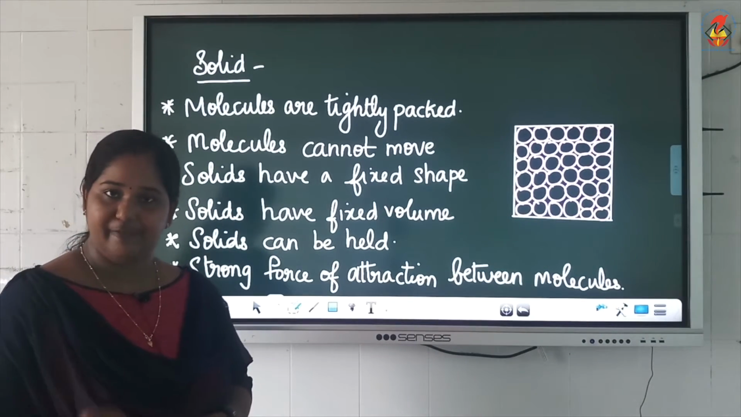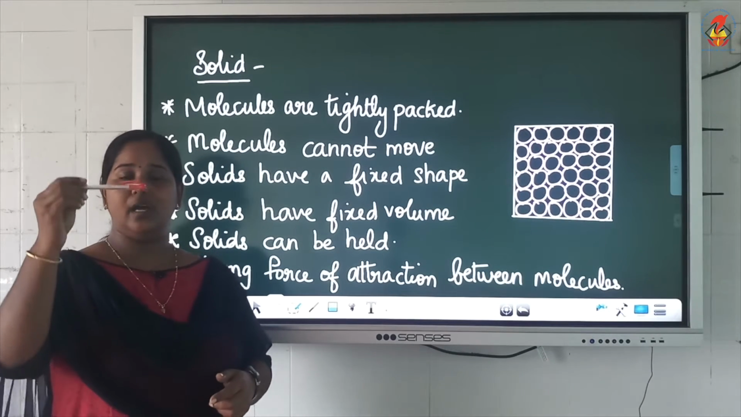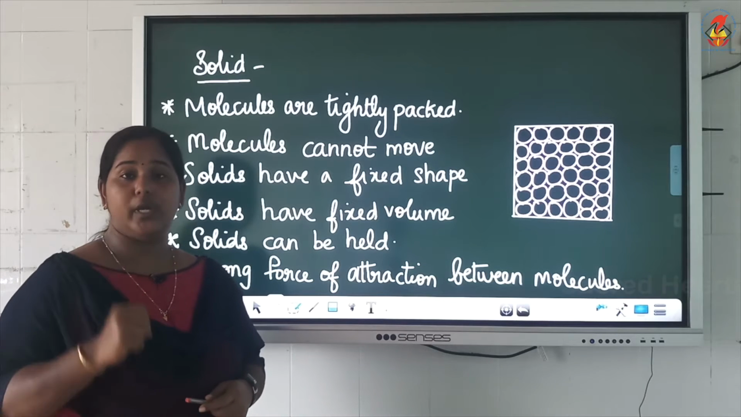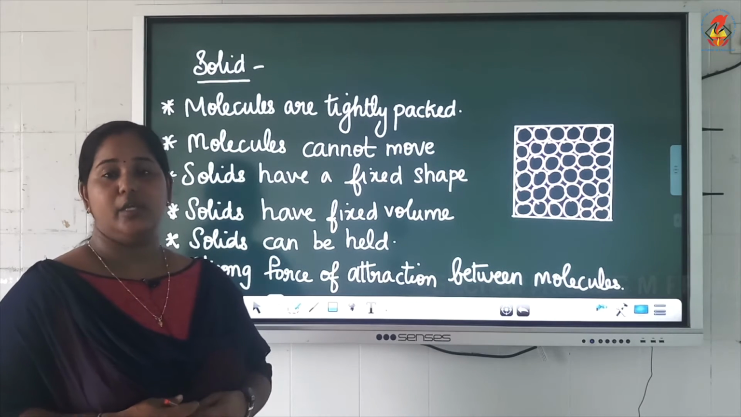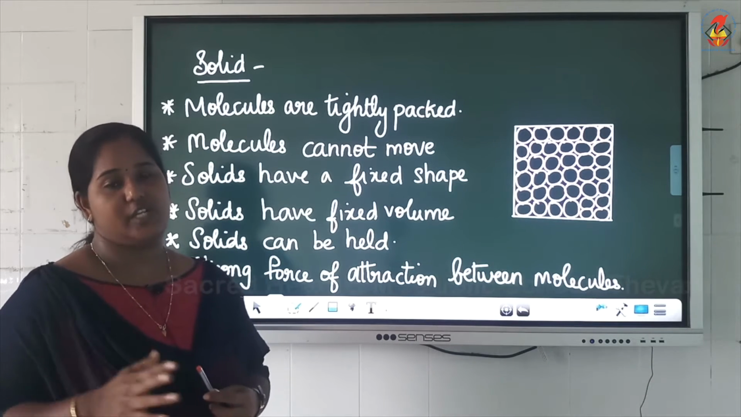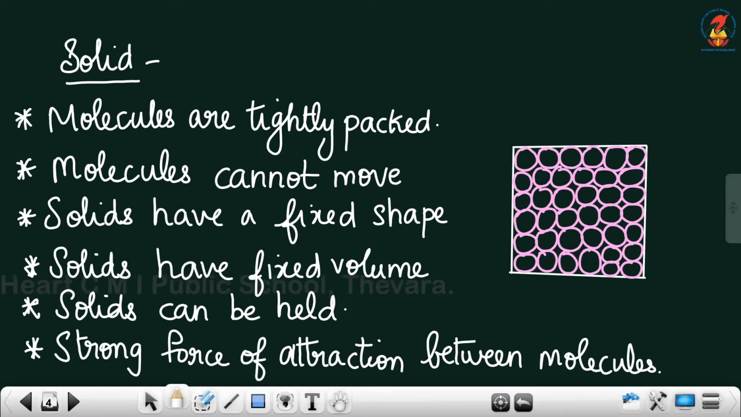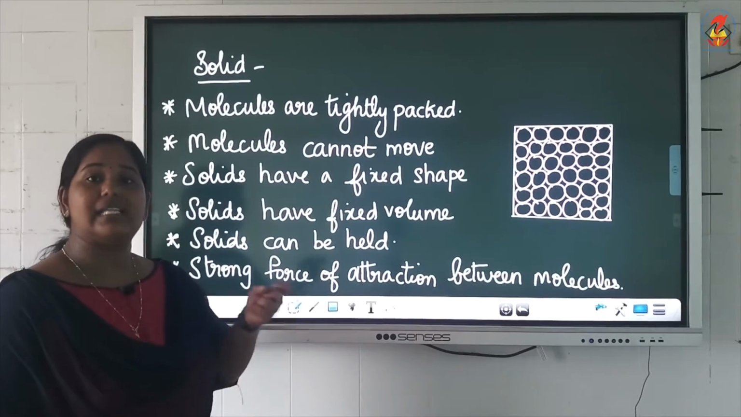And solids, as they have a definite shape, can be held in our hand. You can hold a pen in your hand. You can hold a book in your hand. You can hold a pot in your hand. You can hold an umbrella in your hand. That is only because it has a definite shape. So these are the important things regarding solids. Molecules are tightly packed. Molecules cannot move around because they are tightly packed. Solids have a fixed shape. Solids have a fixed volume. Solids can be held in our hand, and there is strong attraction between the molecules as they are tightly packed.